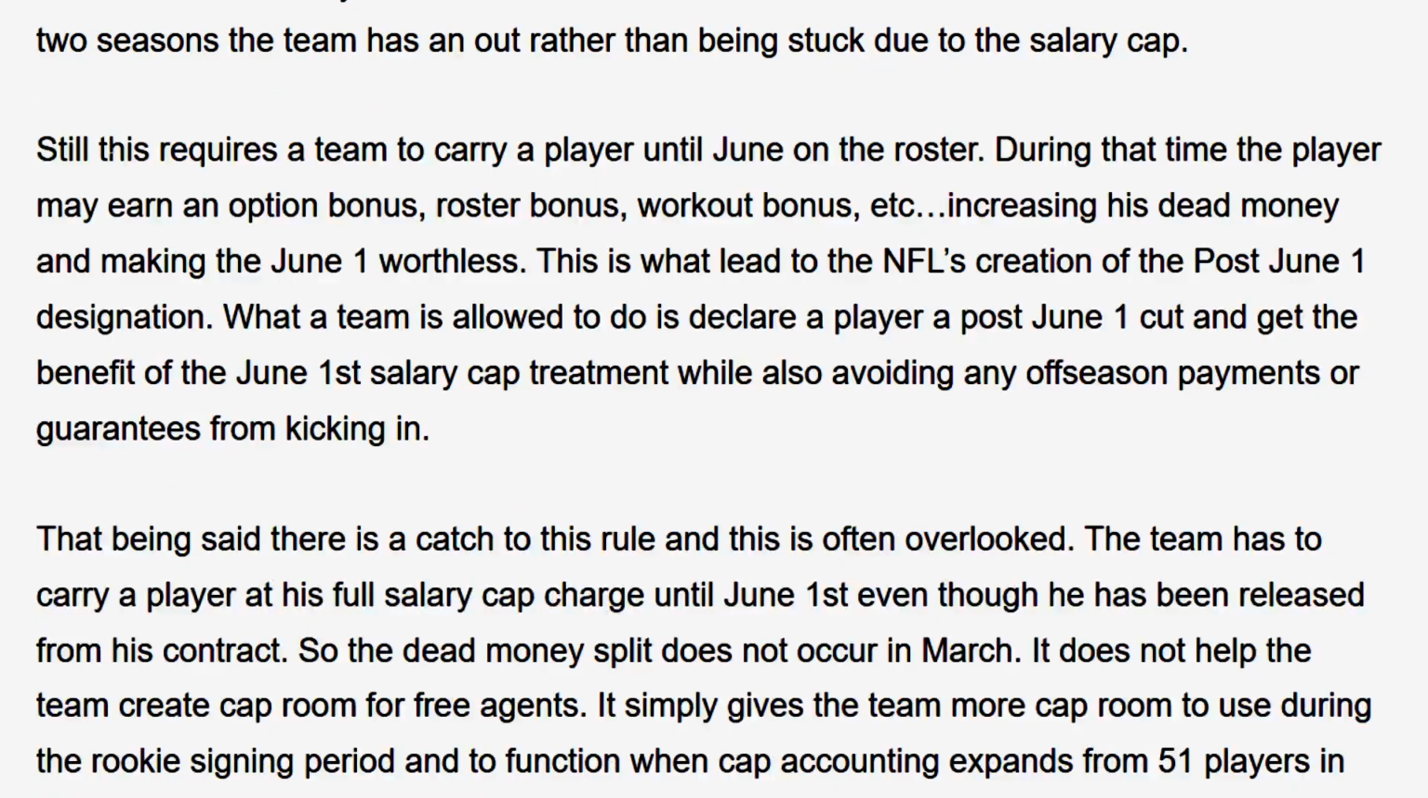This requires a team to carry a player on the roster until June. During that time, the player may earn an optional bonus, roster bonus, or workout bonus, increasing his dead money and making the June 1st cut worthless. This is what led the NFL to create the designation of post June 1st. And that, of course, means you can take two players and say, hey, listen, you guys are going to get cut right now.